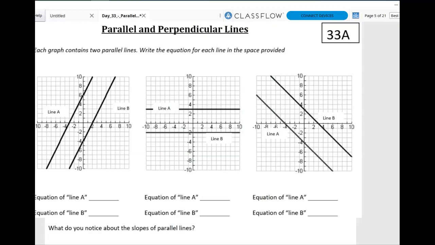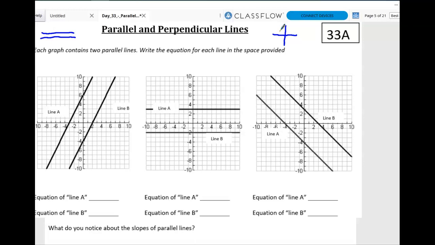All right, today we're going to talk about parallel and perpendicular lines. So if you recall, parallel lines are 2 lines that never cross. They go on and on forever, they never cross. Perpendicular lines are actually 2 lines that intersect at 90-degree angles. Okay, so we're going to start out with some examples.